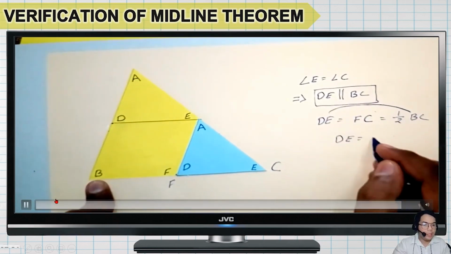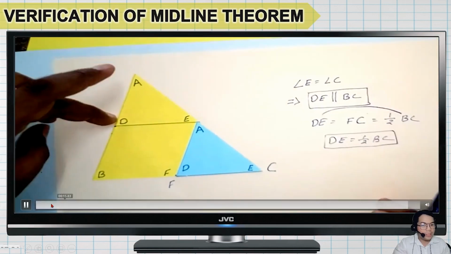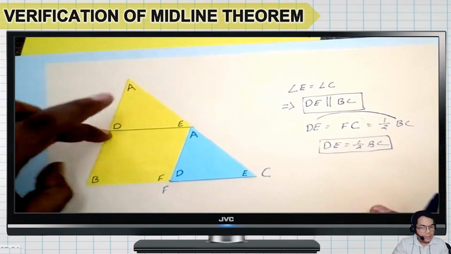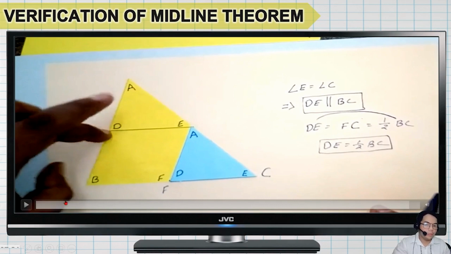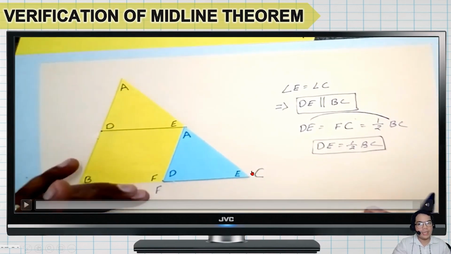That means kalahati lang, 'di ba? Yung FC na 'yon ay kalahati ng buong side BC. Ibig sabihin, pwede rin nating sabihin na yung midline natin, which is DE or line segment DE, is equivalent to 1/2 the measurement of the third side, which is side BC. At yan ang verification ng ating midline theorem.